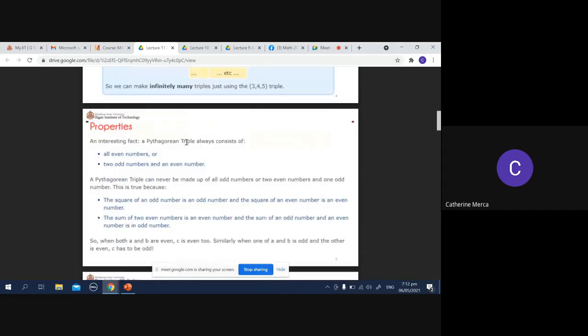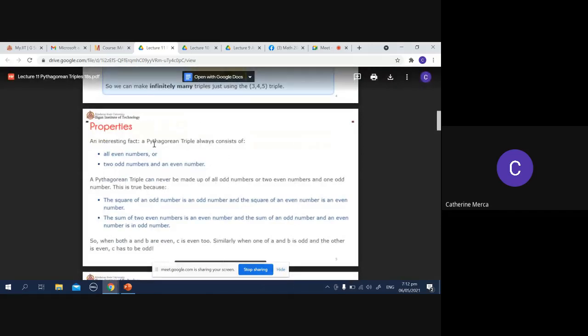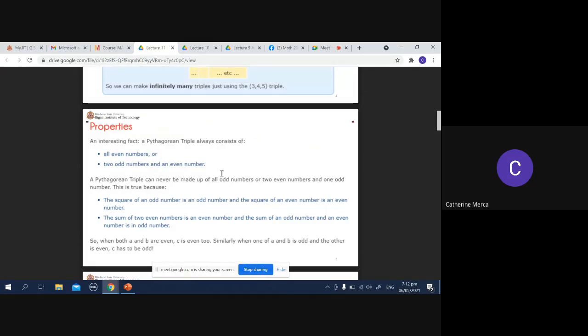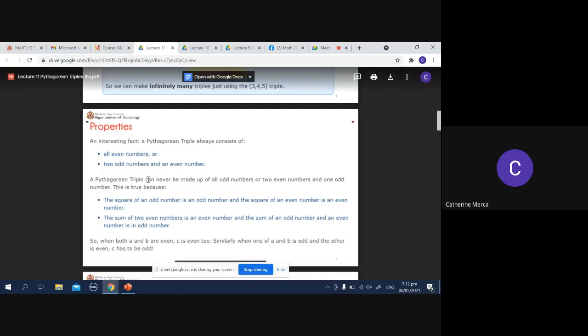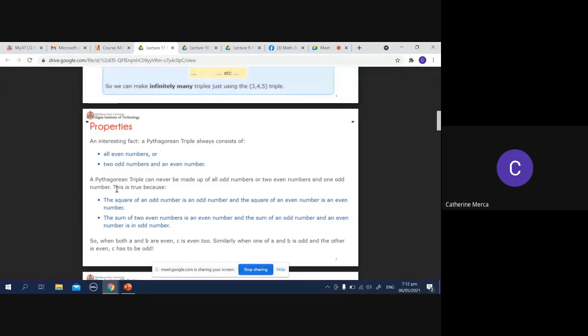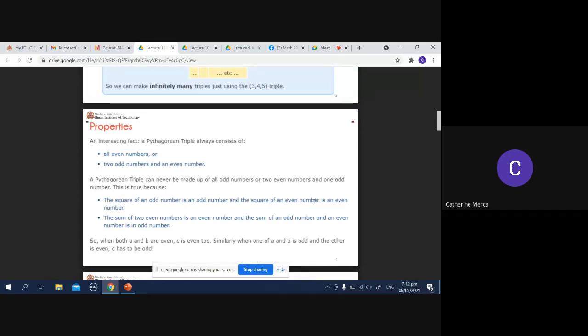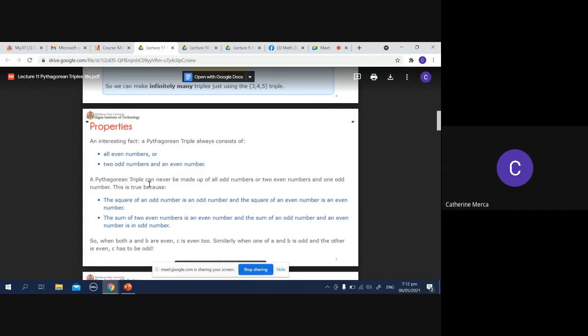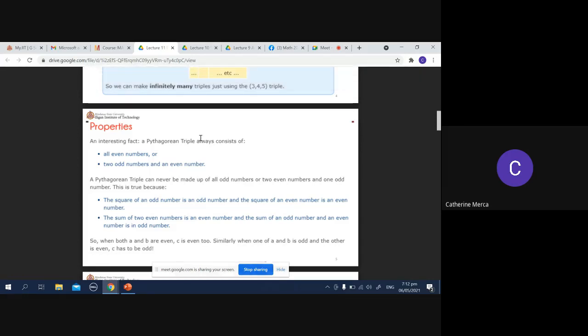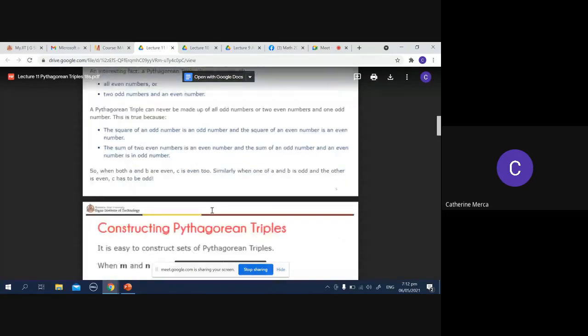What are the properties? A Pythagorean triple always consists of all even numbers, or two odd numbers and an even number. You can verify this later on. A Pythagorean triple can never be made up of all odd numbers, or two even numbers and one odd number. Why? Because the square of an odd number is an odd number and the square of an even number is an even number. So when you are given some values, you can immediately identify whether you can make a Pythagorean triple out of it. Okay? Because of these facts here.